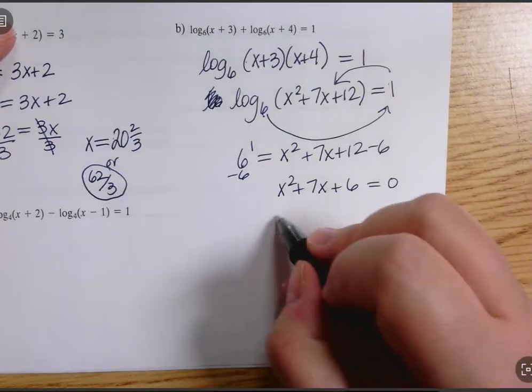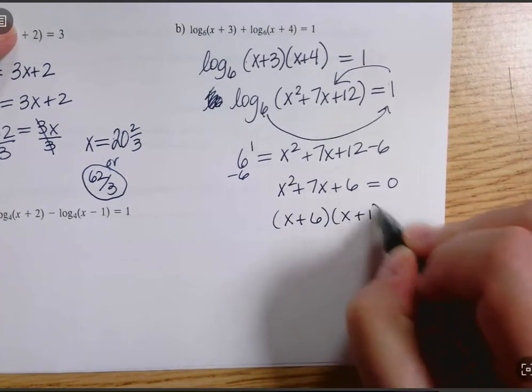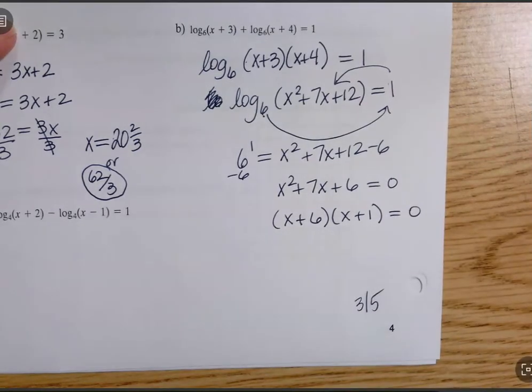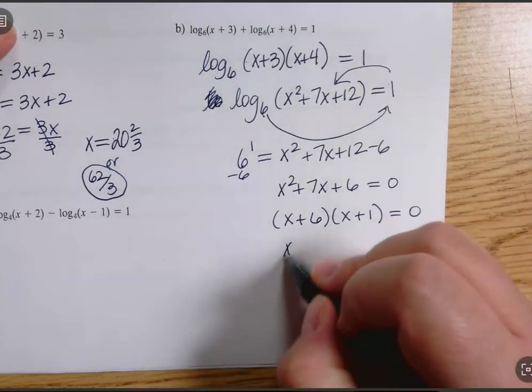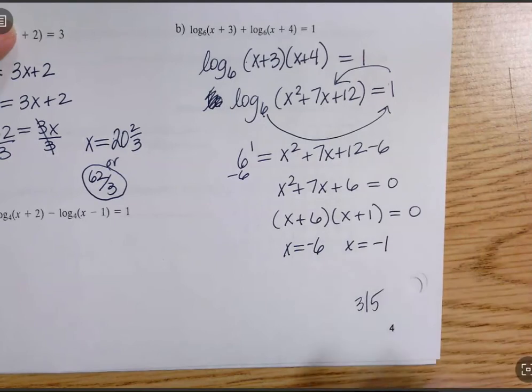This is factorable. Two numbers that multiply to give me 6 and add to give me 7 are 6 and 1. So that's how I can factor that. So x equals -6 or x equals -1.